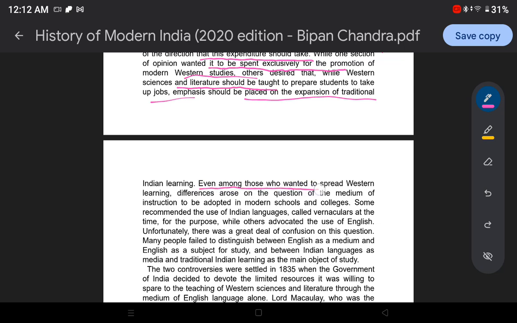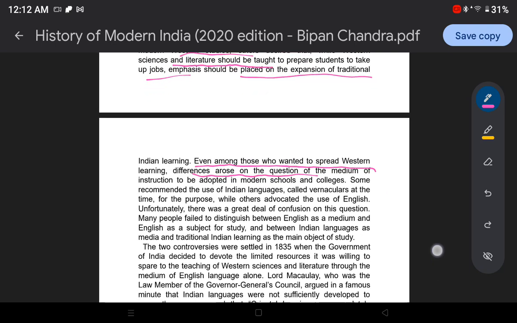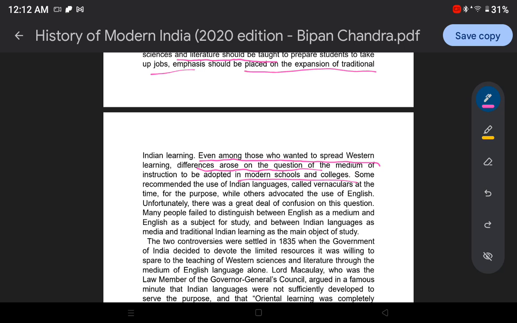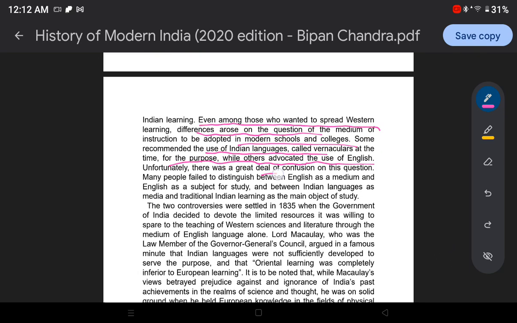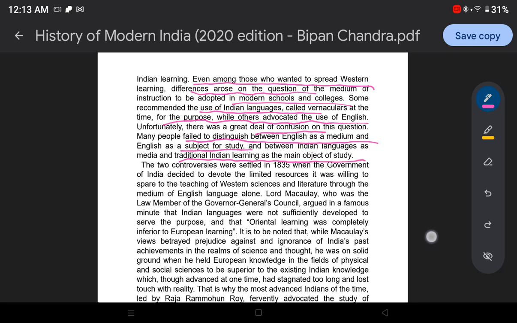Even among those who wanted to spread Western learning, differences arose on the question of the medium of instruction to be adopted in modern schools and colleges. Some recommended the use of Indian languages, called vernaculars at the time, for the purpose, while others advocated the use of English. Unfortunately, there was a great deal of confusion on the question. Many people failed to distinguish between English as a medium and English as a subject for study, and between Indian languages as media and traditional Indian learning as the main object of study.